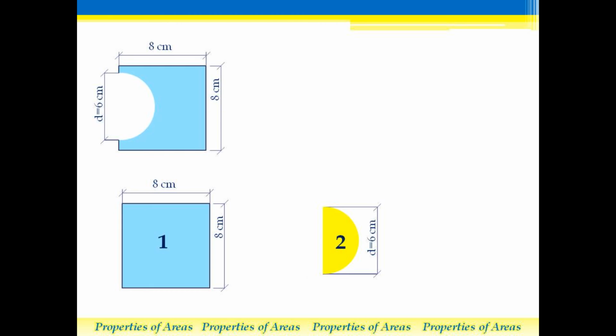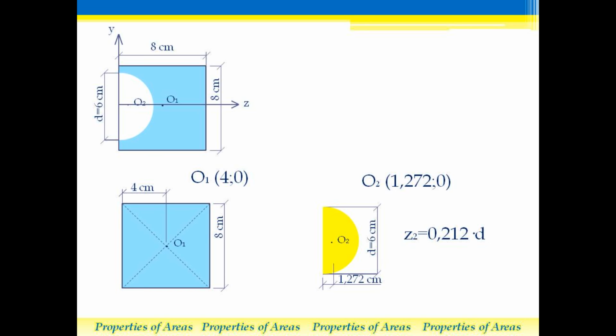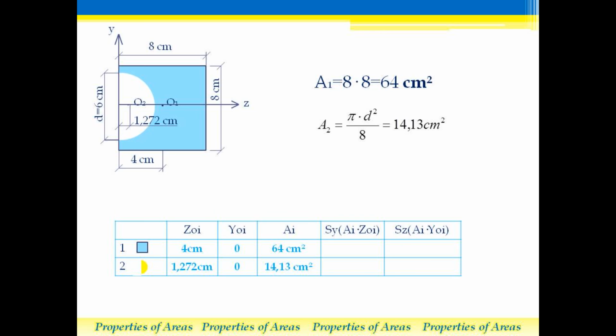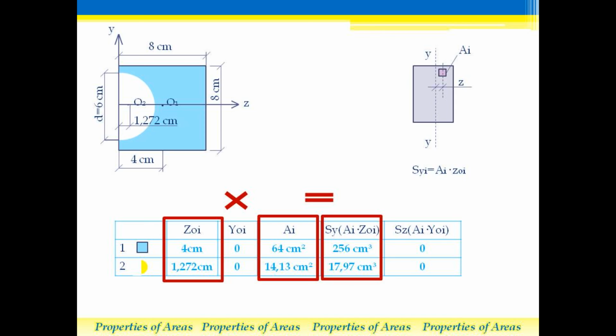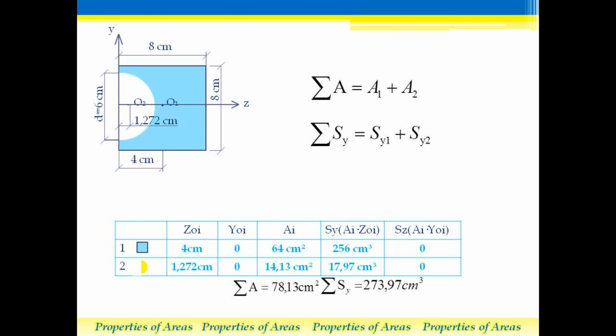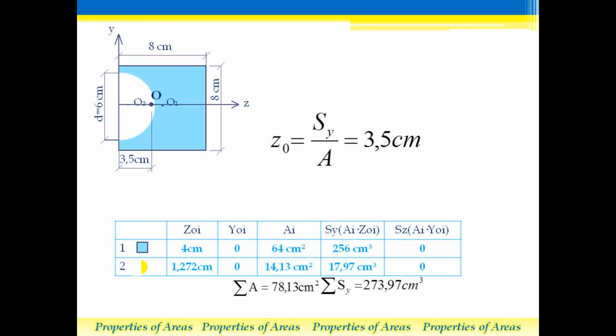Divide the compound shape into a square and a semicircle. Find the centroid, the area, and the static moment of each simple shape. Knowing the total static moment around the y-axis and the total area, we can find the centroid coordinate z.